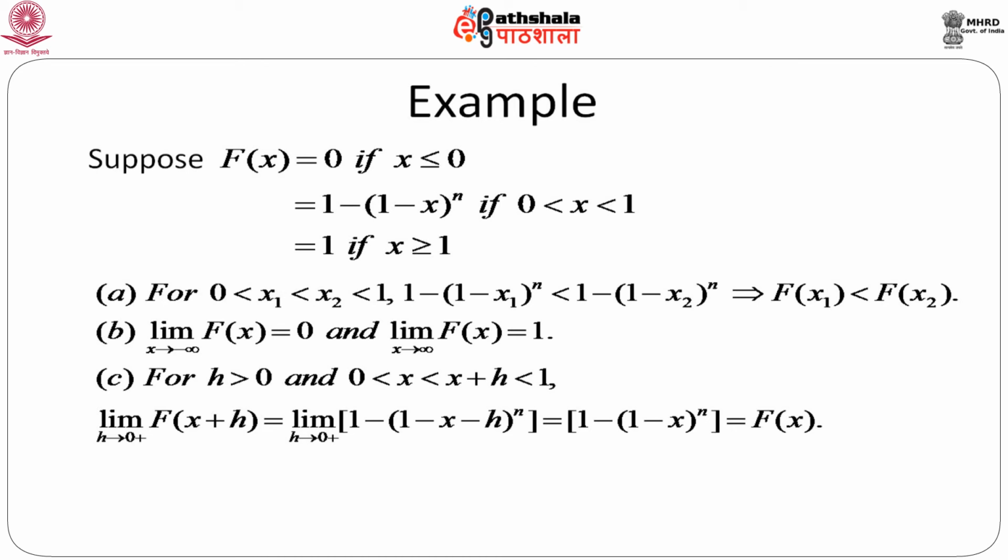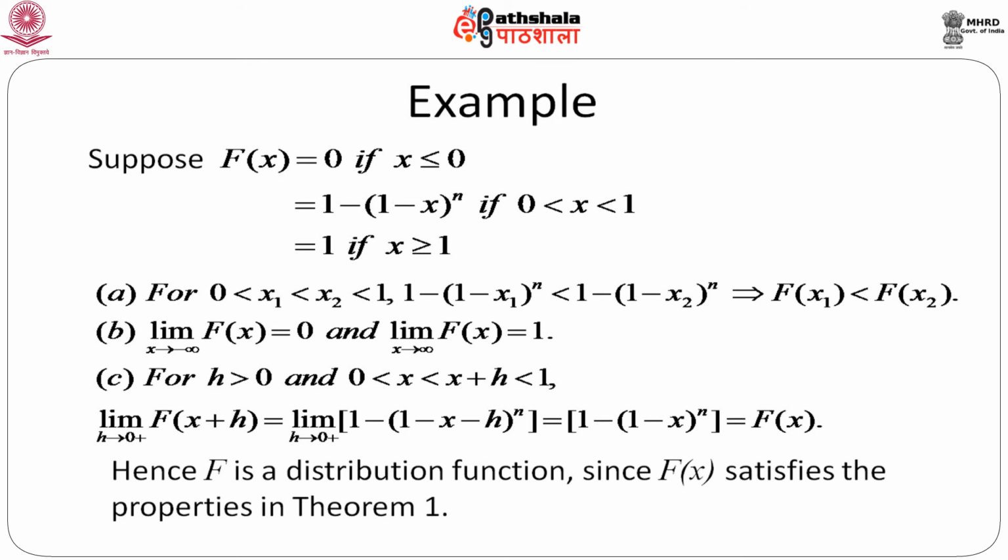And if you consider the right hand limit, F of x plus h, just by a little algebra we can show that it is nothing but equal to the same expression, which is nothing but F(x). So, this proves that capital F satisfies all the properties of a distribution function, and so we can say that there exists a random variable X for which capital F(x) is a distribution function. So, naturally capital F is a distribution function because it satisfies all the properties in Theorem 1.